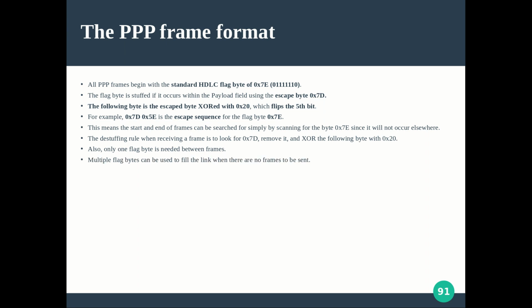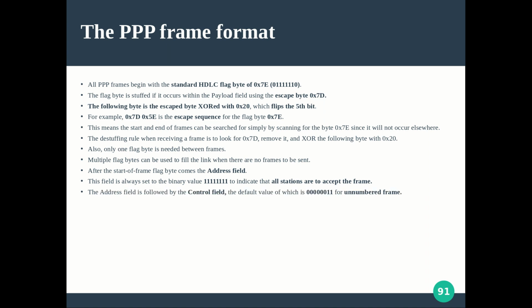Multiple flag bytes can be used to fill the link when there are no frames to send. Similarly, if there is nothing to be sent, you will keep on sending the flag byte only, indicating the end of the last frame communicated. After the start flag, we have the address field. All ones means broadcasting, that is, all stations are to accept the frame. Because it is point-to-point communication, you can simply use it; you don't have to use a specific address.